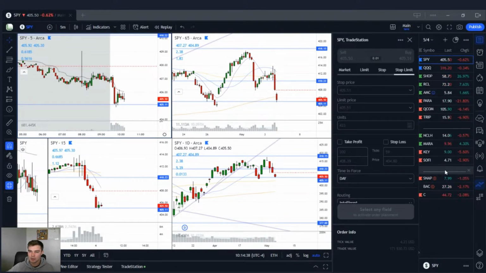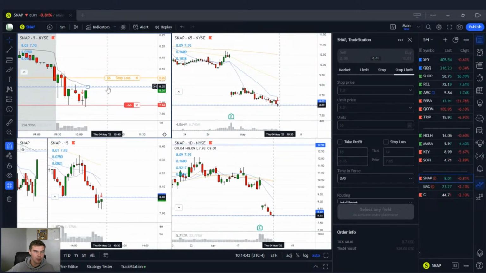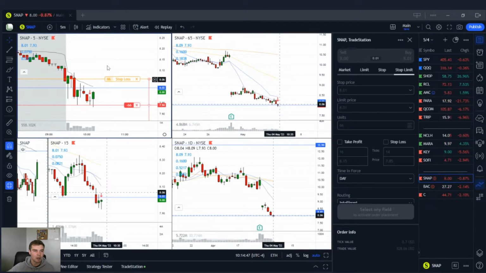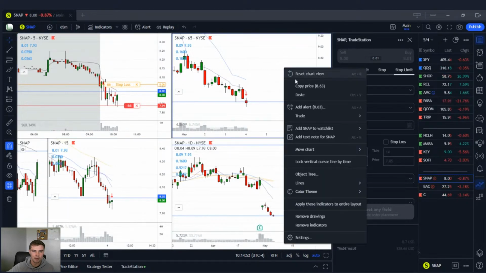All right. Snapchat's moving up a little bit here. As long as it doesn't break VWAP right in this 803, 804 area, we should be all right. A peekaboo lower there, but like I said, should be all right.